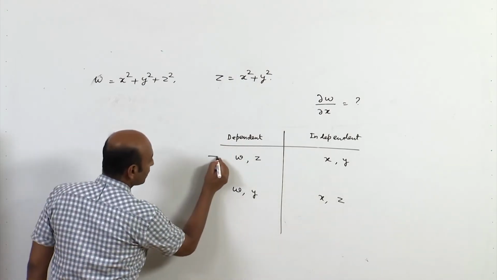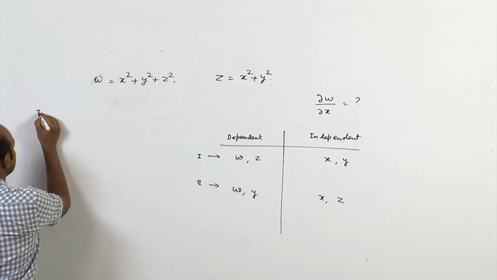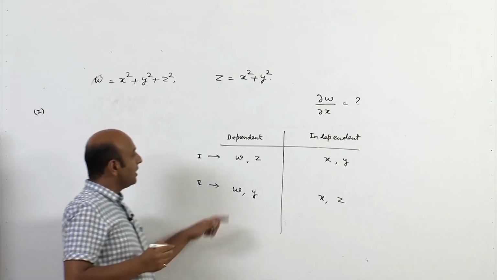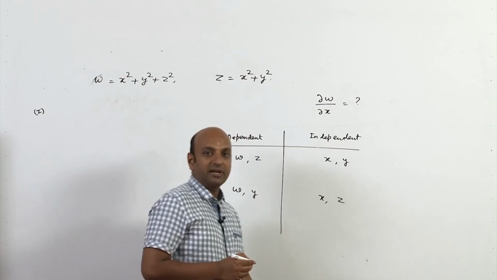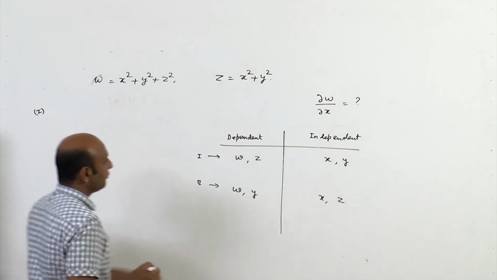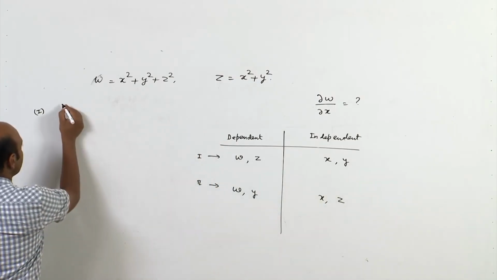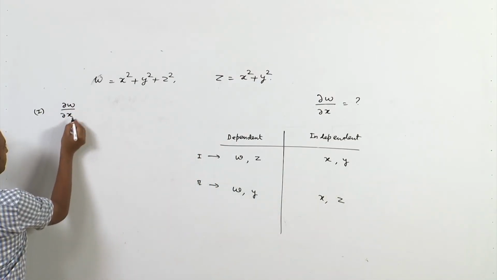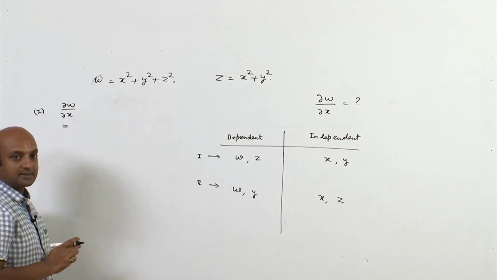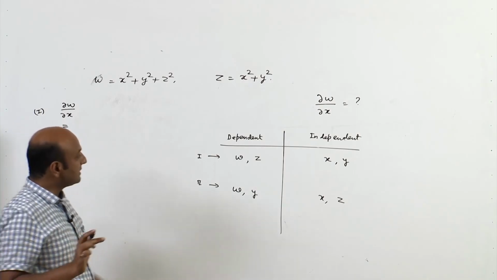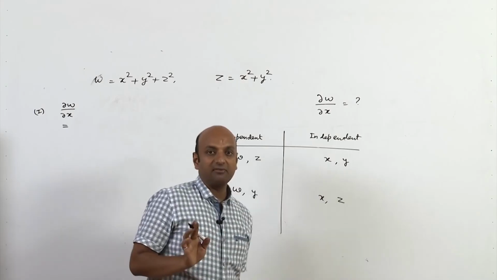Suppose we opt for the first possibility, this is first case, this is second case. Now, for the first case, when we are taking w and z as dependent variables and x and y as independent variables, what do we have to compute? We have to compute del w by del x for the first case. So, del w by del x for the first case will be, now we differentiate this expression partially with respect to x, keeping in mind that w and z are the dependent variables and x and y are independent variables.